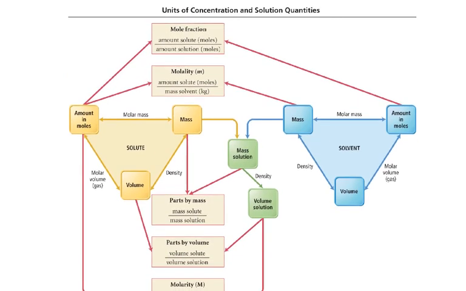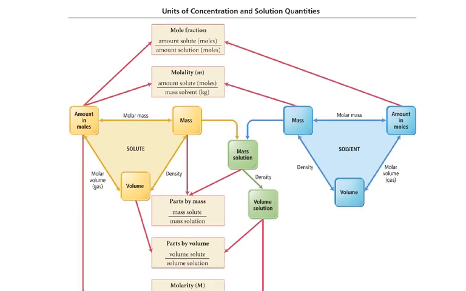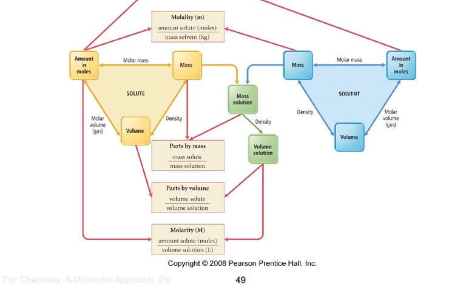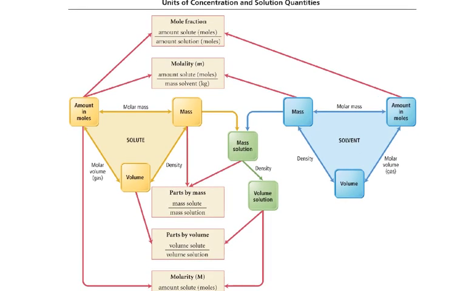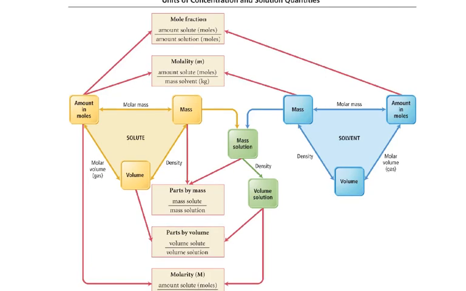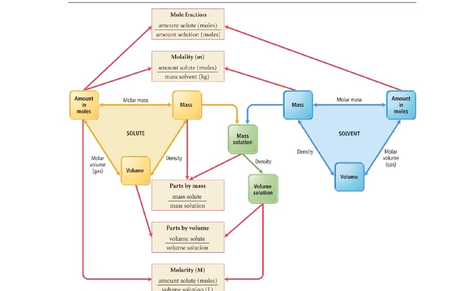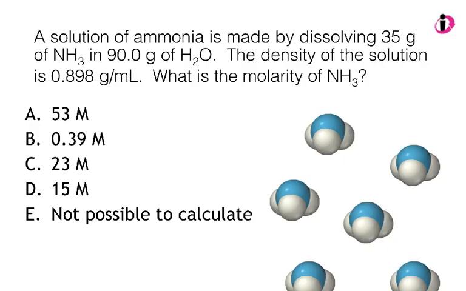Here's a table you might find useful. It's from your textbook. I'm not quite sure where. But it shows you how to convert between units of concentration and solution quantities. So you can find your solute, your solvent, your mass, and then how all of these things are connected to each other. So when you're doing questions converting from one unit to another, this table, or a flow chart really, can be a good help to you. More questions to work on.